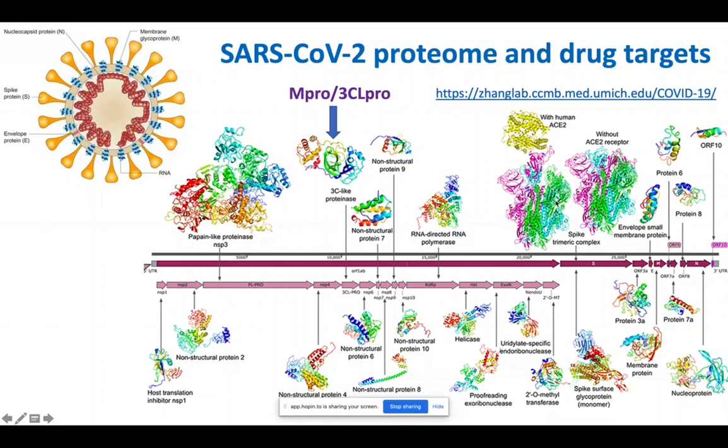So people have tried different targets. For example, the S protein on the virus surface. People have been working a lot against this protein. But unfortunately, this protein is not as easy to design drug or vaccine because it has a lot of sugar molecules binding to it.